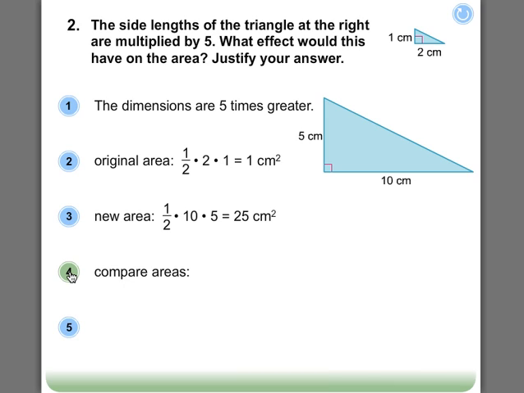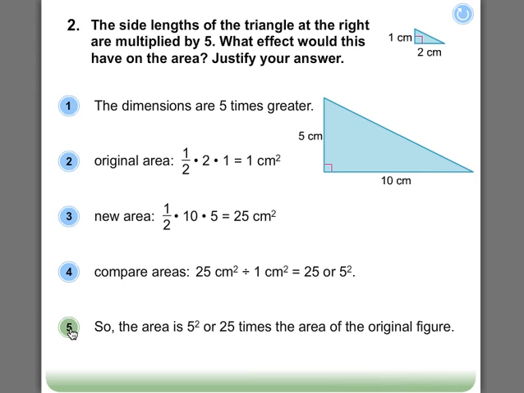Now we've got to compare the areas. 25 centimeters squared divided by 1 centimeter squared equals 25, or 5 squared. So the area is 5 squared, or 25 times the area of the original figure. I think on this one, it's kind of hard to remember which one is perimeter and which one is area. So really pay attention closely to your understanding of those two different things.